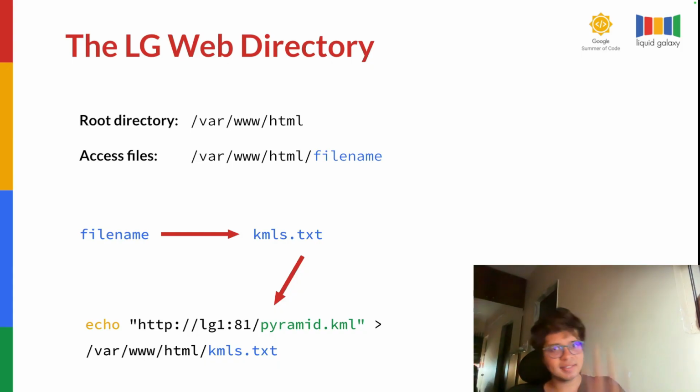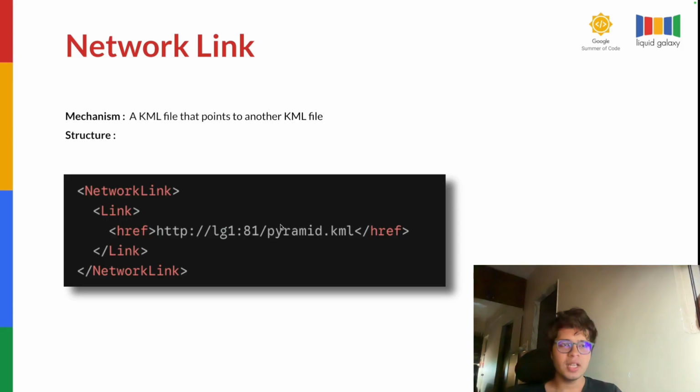It's basically that XML file that gets printed on the browser. Okay, so now this introduces one of the most important ideas of Liquid Galaxy, that is how dynamic content is loaded using network link. Now, network link is basically a pointer inside a KML file that tells Google Earth to load another KML file from a URL.